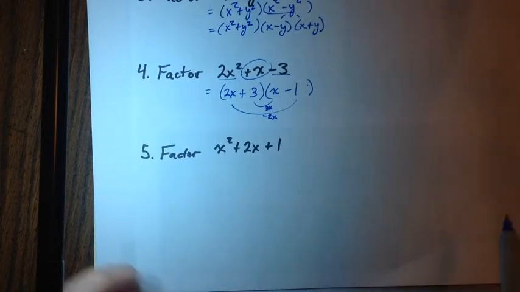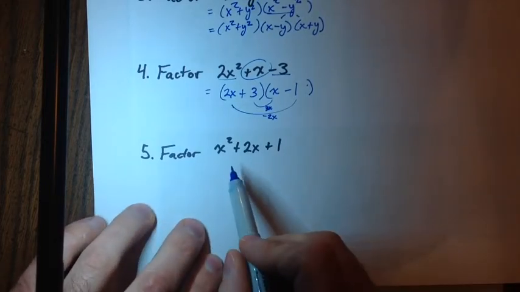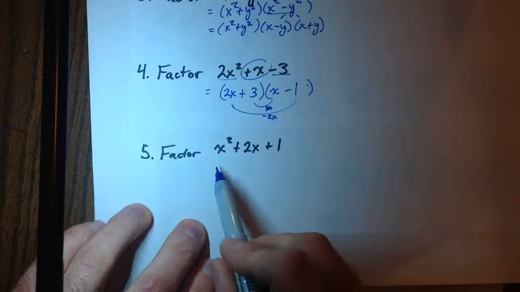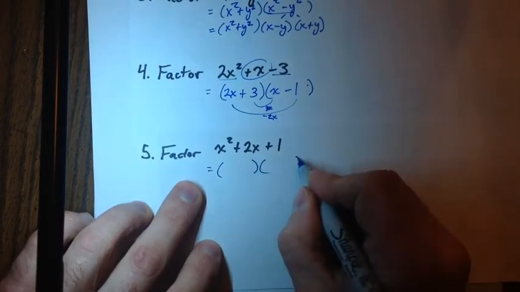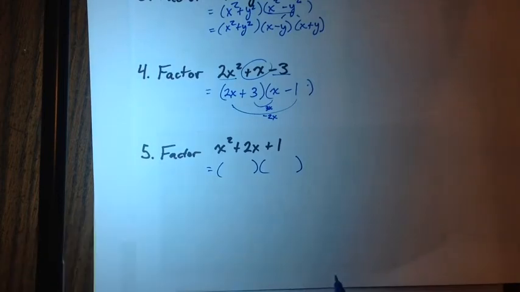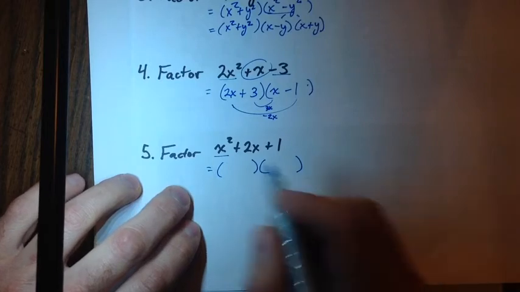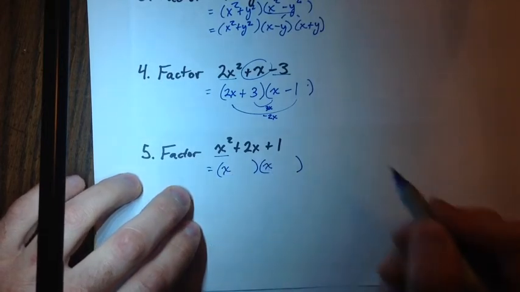This one's similar. We have no common factors. I can't take out a common factor. So can I factor this into two binomials, two terms each? Again, how am I going to get x squared? Well, I need to take x times x.